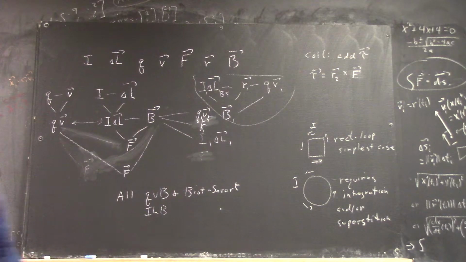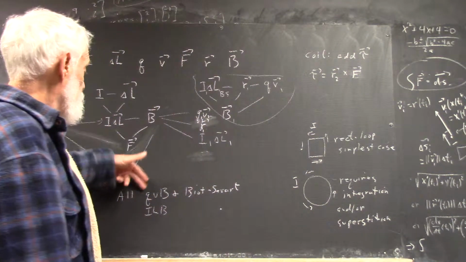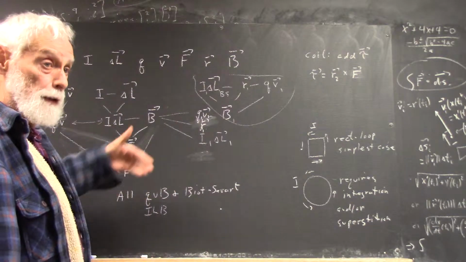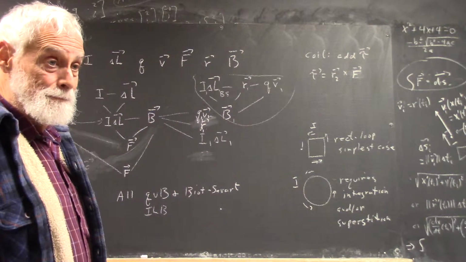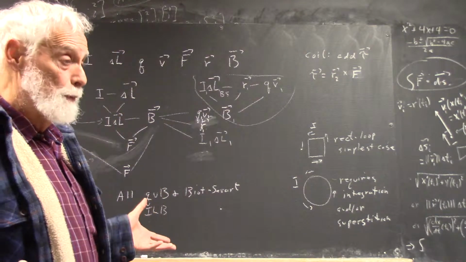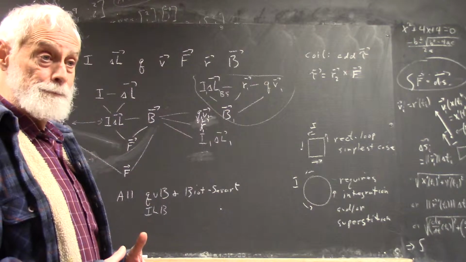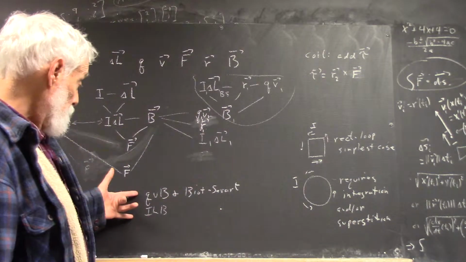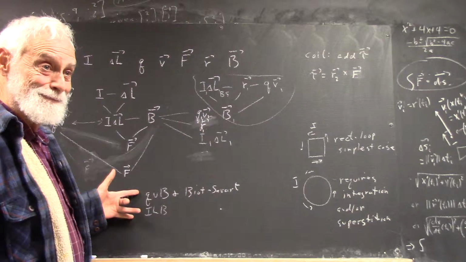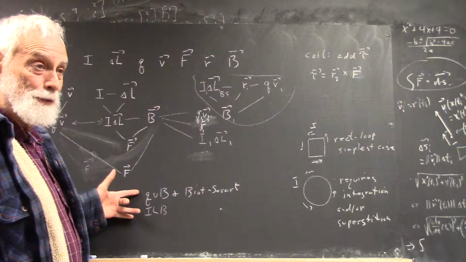Just briefly, all this is just QVB and bias of R. Actually, it's QV cross B, and it's equivalent to IL cross B, right? That tells you how you get magnetic fields. It tells you what magnetic fields act on. So really, it's pretty much all magnetism. Okay? It all comes from this.